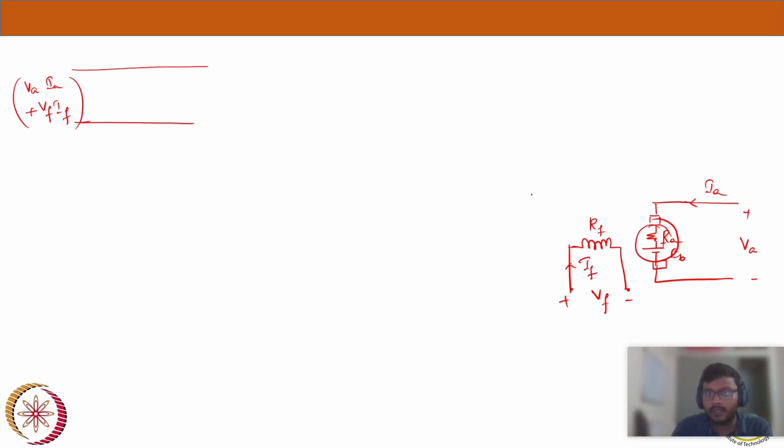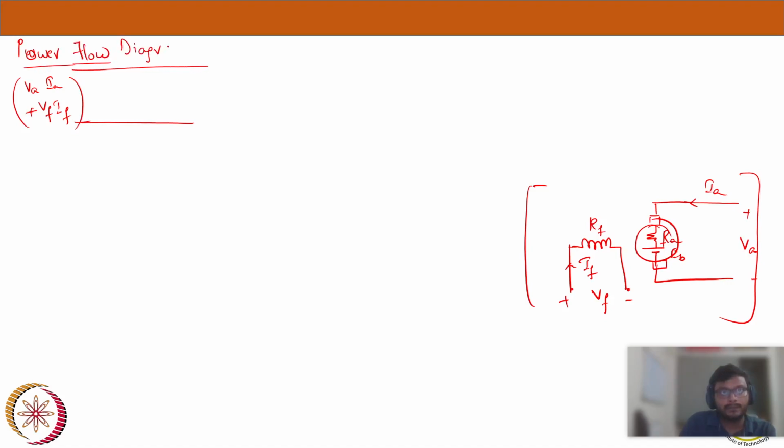With this kind of topology, the total input to the machine is the input power VA IA plus VF IF. I will write a heading: power flow diagram. Just a quick look back at the power flow diagram, because we will be using it today.